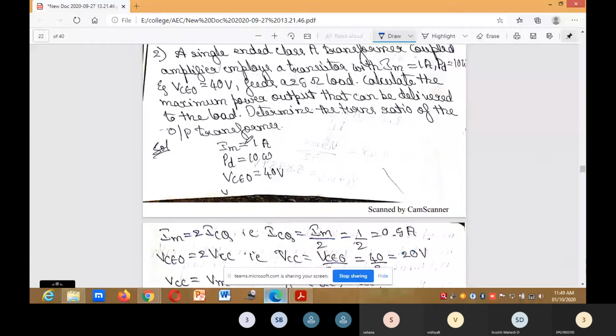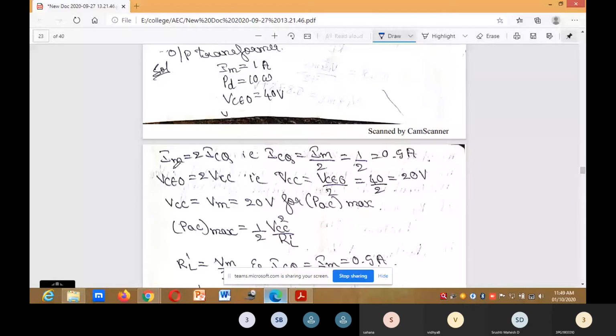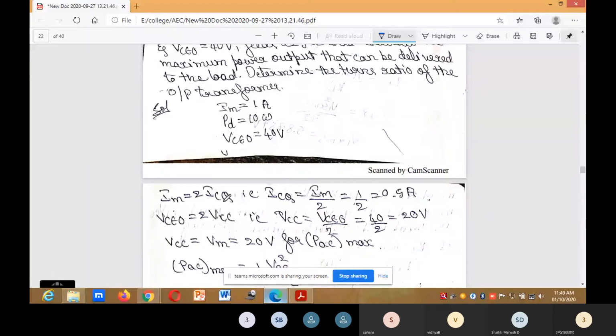IM is equal to 1, PD is equal to 10 watt, VCE is equal to 40 volts. IM is equal to 2 times ICQ. Okay, IM is equal to 2 into ICQ, so ICQ is equal to IM divided by 2. We know the value of IM is 1 amp. So ICQ you will get 0.5 amps.